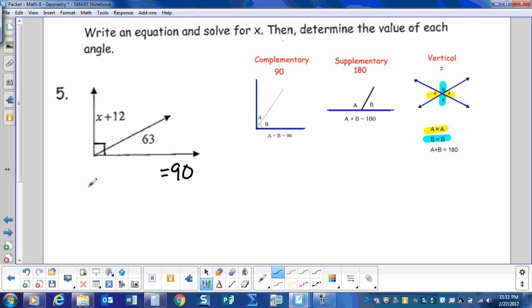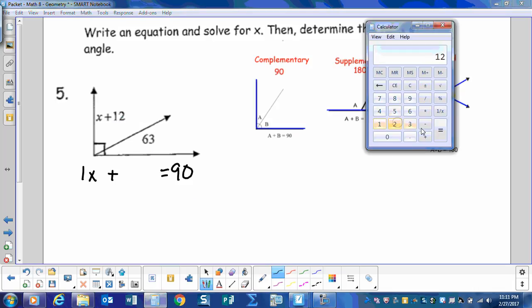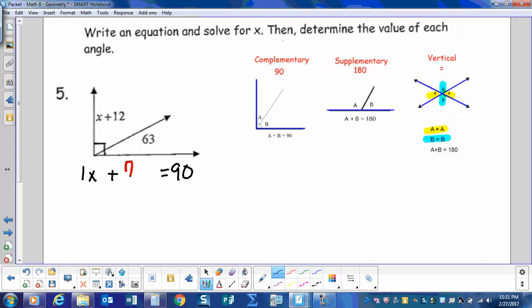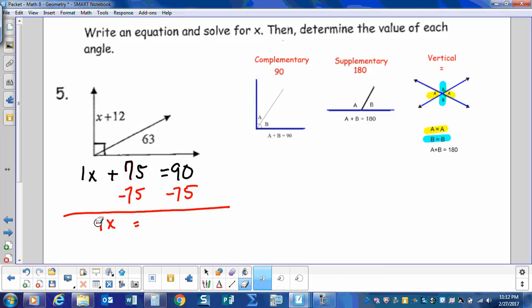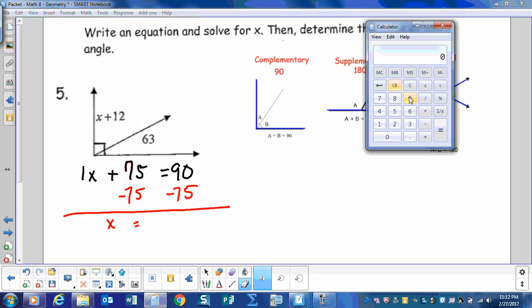So how many x's do we have? We have 1x plus 12 plus 63 is 75. So we're going to minus 75 on both sides. So 1x equals, or just x we can write, 90 minus 75 is 15, so x is 15.